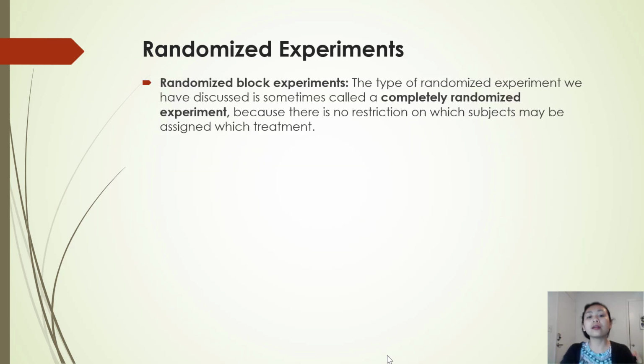In randomized experiments, we have two types. The first one is randomized block experiments. The type of randomized experiment we have discussed is sometimes called a completely randomized experiment, because there's no restriction on which subject may be assigned to which treatment.